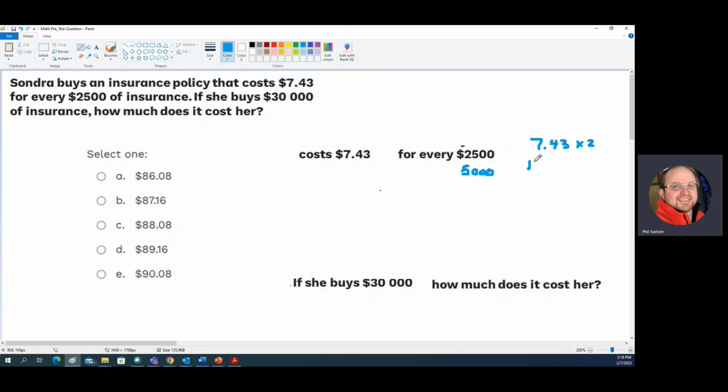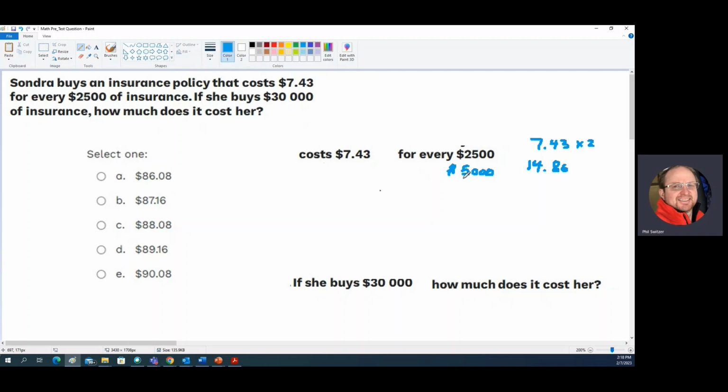And let's just do a few of these. We don't need to go all the way to 30,000, but this would be $14.86. Hey, that's a pretty good deal, actually. $5,000 of insurance for 14 bucks. It makes sense. 2,500 was $7, so 5,000 is going to be 14.